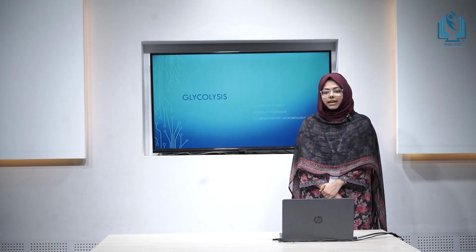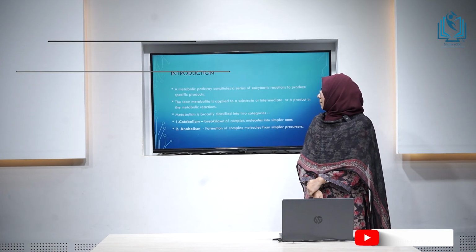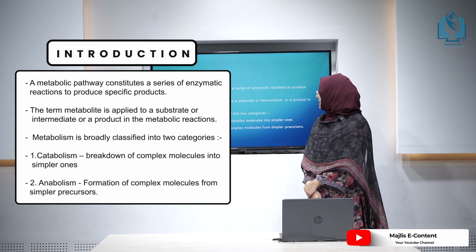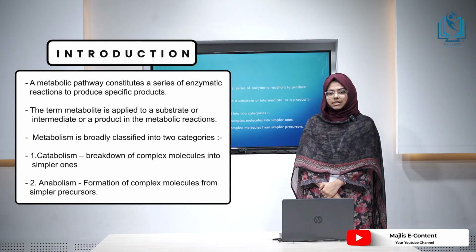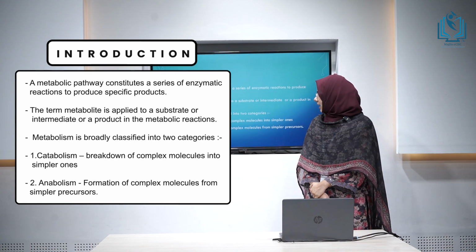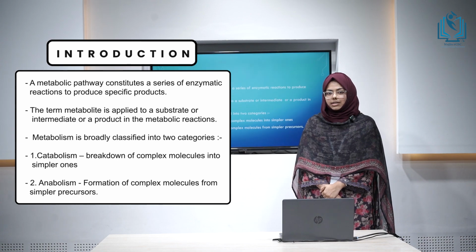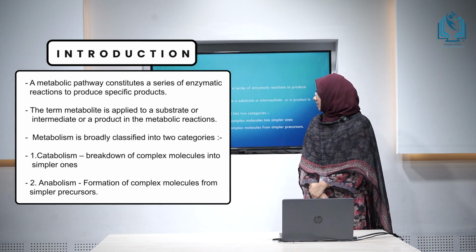There are several hundreds of reactions taking place in living cells in a well-organized and integrated manner. The entire spectrum of chemical reactions taking place in cells is collectively known as metabolism. The term metabolic pathway constitutes a series of enzymatic reactions to produce specific products, and the term metabolite is applied to a substrate or an intermediate or a product in the metabolic reaction.